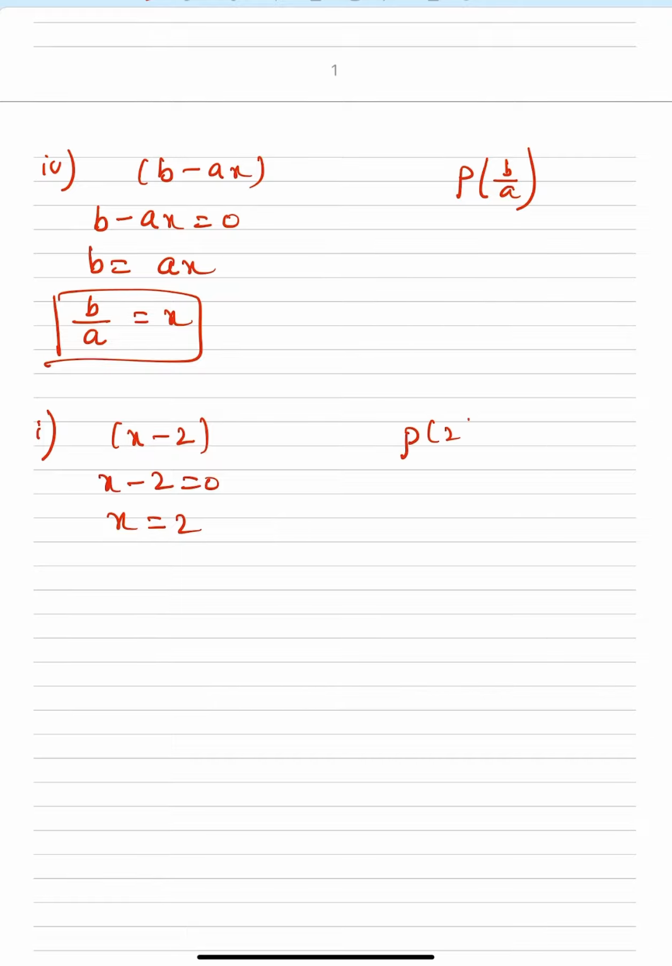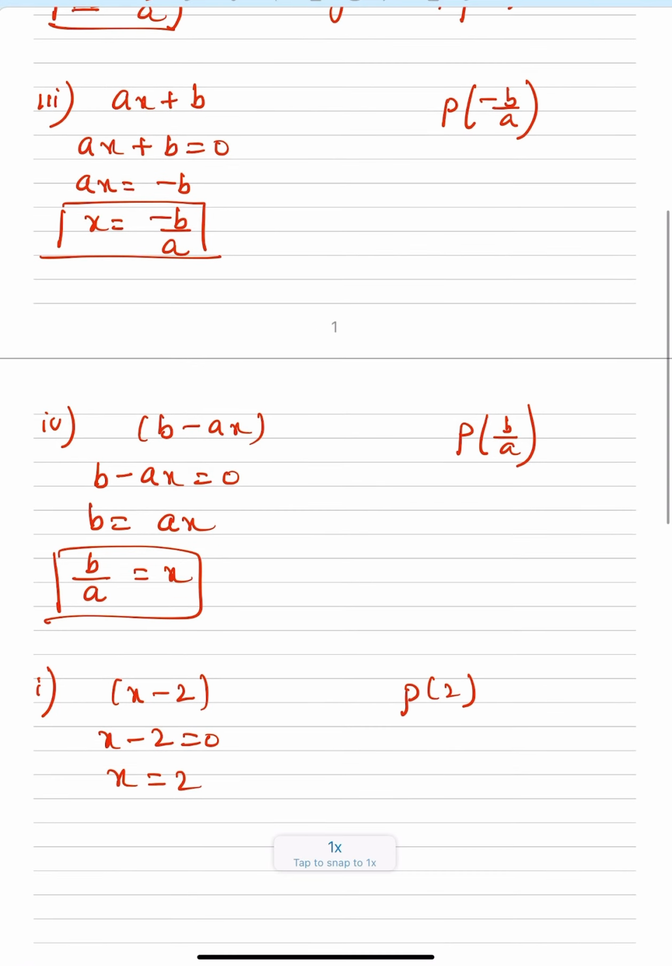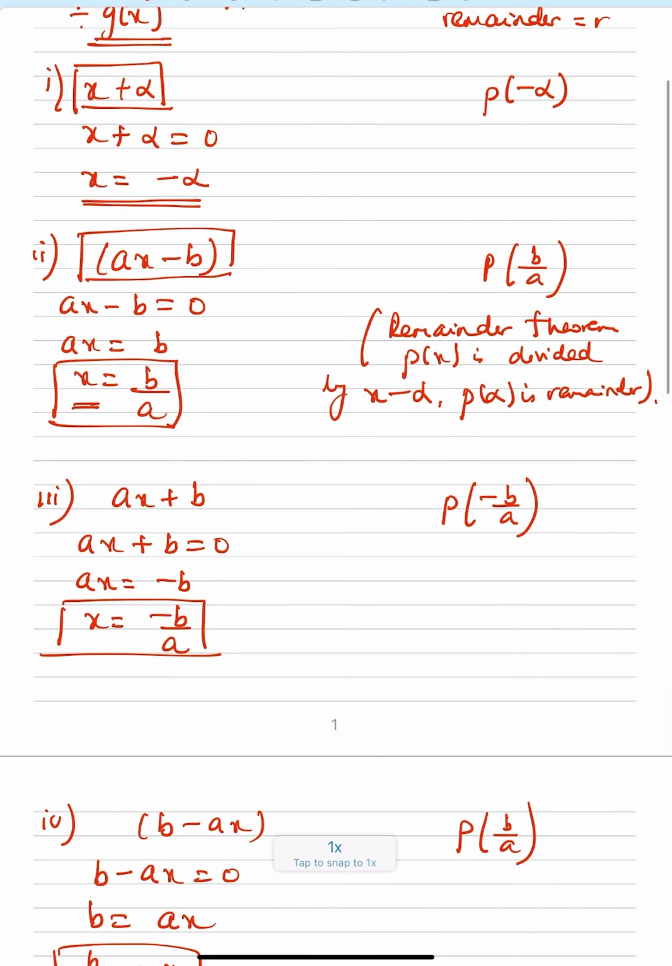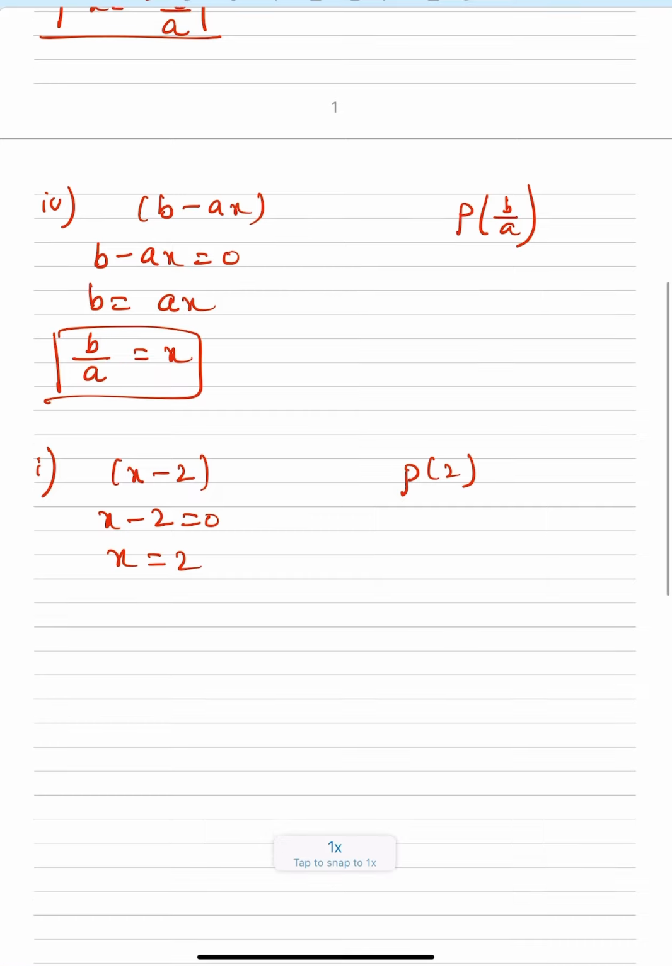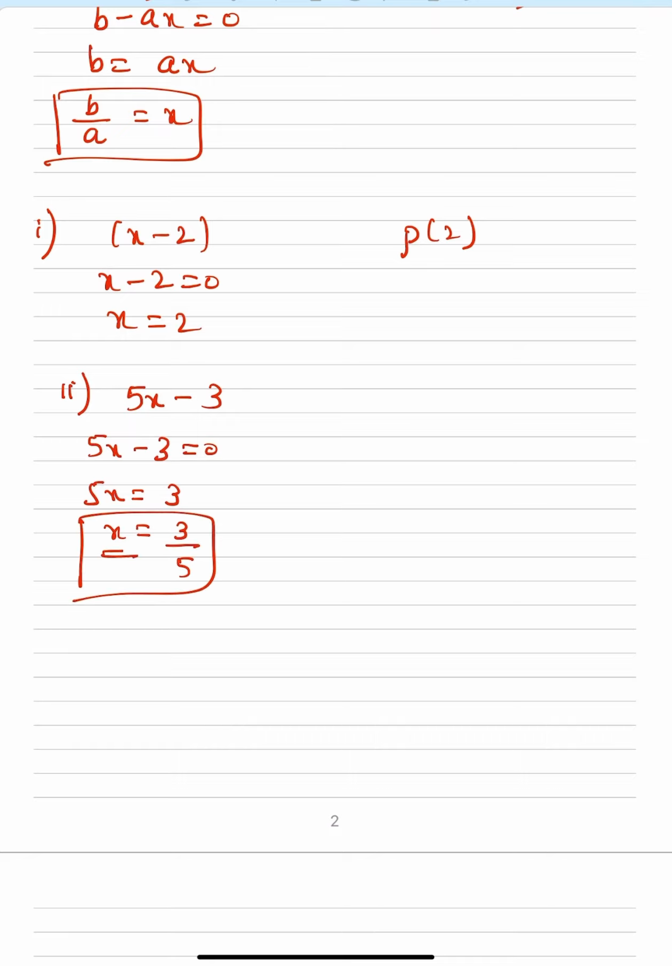My remainder will be p of 2. Second condition: if I take, from here, that is ax minus b. Let us take 5x minus 3. So if I take 5x minus 3 is equal to 0, 5x is equal to 3, so x is equal to 3 upon 5. I am getting the value of x, that is 3 upon 5, and p of alpha. So I will write p of 3 upon 5.